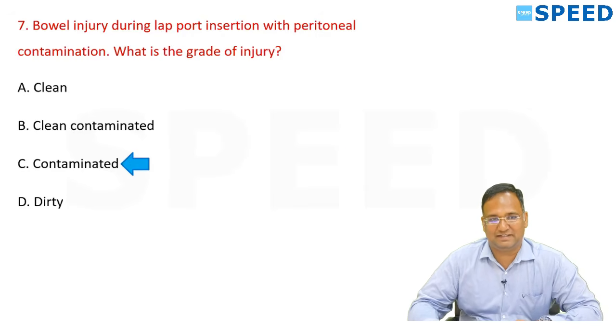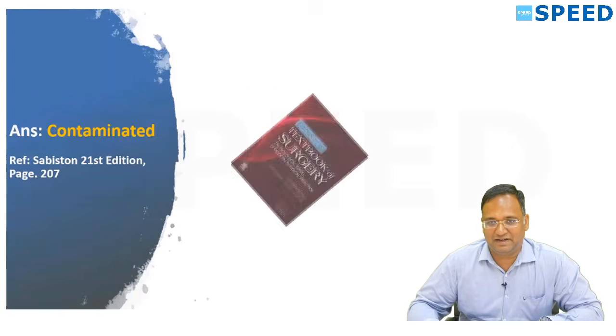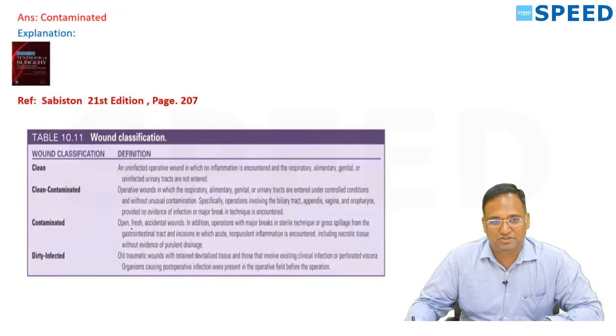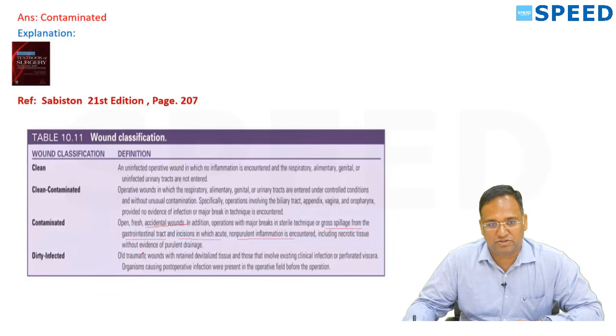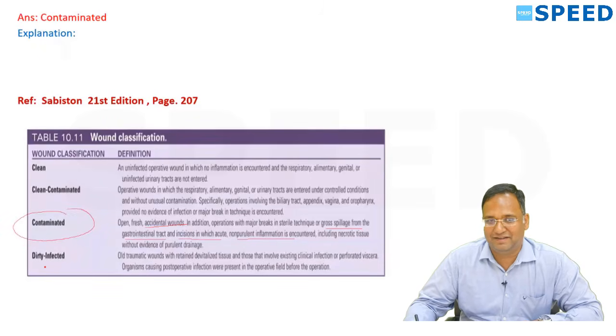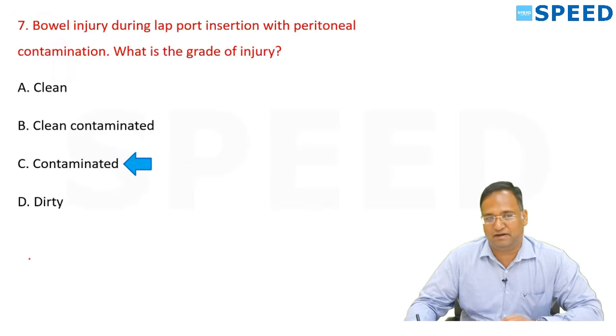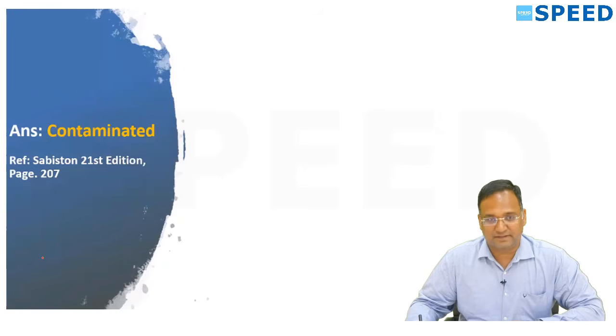Yes, definitely. It is contaminated. It's an accidental injury and definitely it comes under contaminated classification. So, open fresh accidental wounds. In addition, operation with major breaks in the sterile technique or gross spillage from the gastrointestinal tract, and incision in which acute non-purulent inflammation is encountered, including necrotic tissue without evidence of purulent drainage. So, it comes under contaminated. We have already read about clean, contaminated and dirty. Okay, so this very clearly comes under contaminated wound. Okay, contaminated.